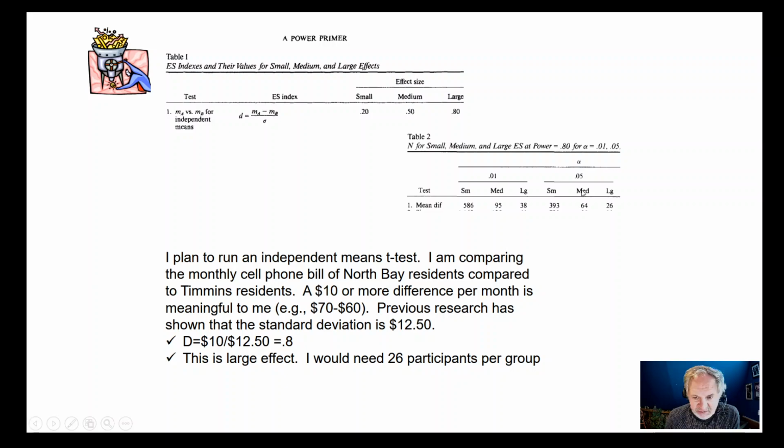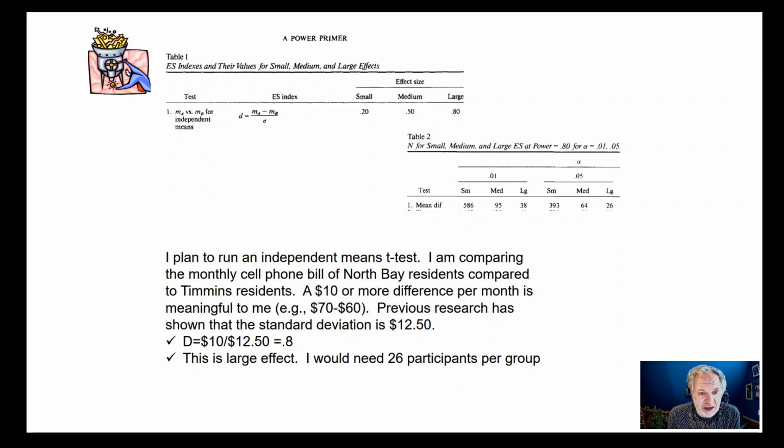Now, for 0.05 two-tailed, I go to table 2 in Cohen's paper, and that would say per group I would need a sample size of 26. So I would need 52 people in my study, 26 North Bay, 26 Powassan, to give me adequate statistical power. And what do I mean by adequate statistical power?